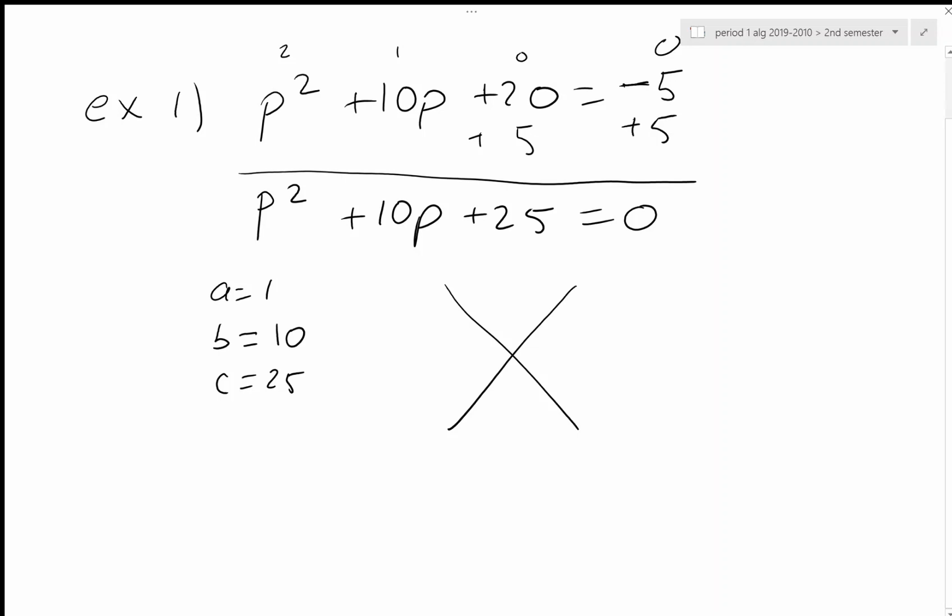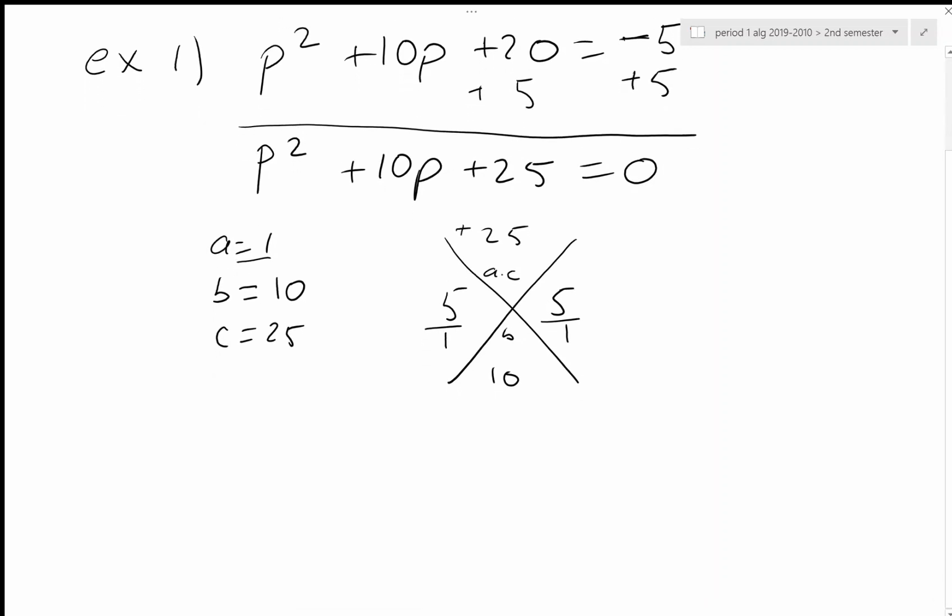We got our X here. This is A times C, which is 25. Bottom is B, which is 10. Two numbers that multiply to 25 and add to 10 would be 5 and 5. Now some of you guys were forgetting this step. We need to divide by A. Even though it's a 1, I'm still going to put it there to get into the good habit because some of you guys didn't do that. You divide that, you get P plus 5, and you get P plus 5 equals 0.